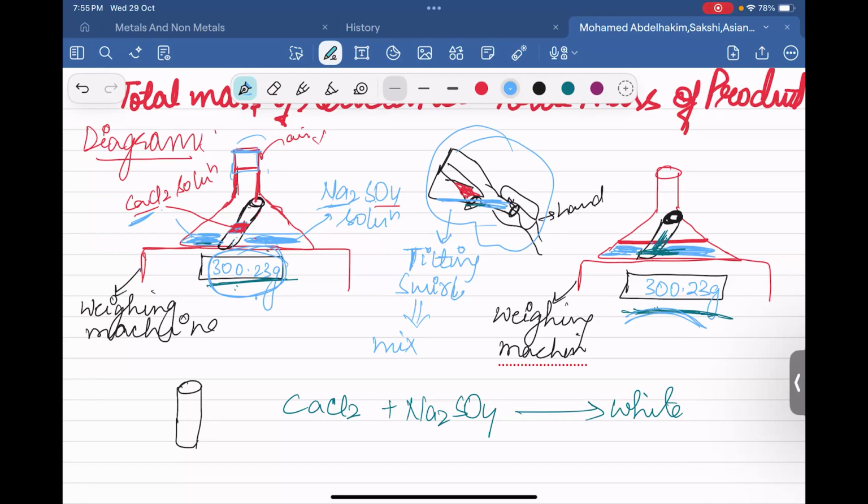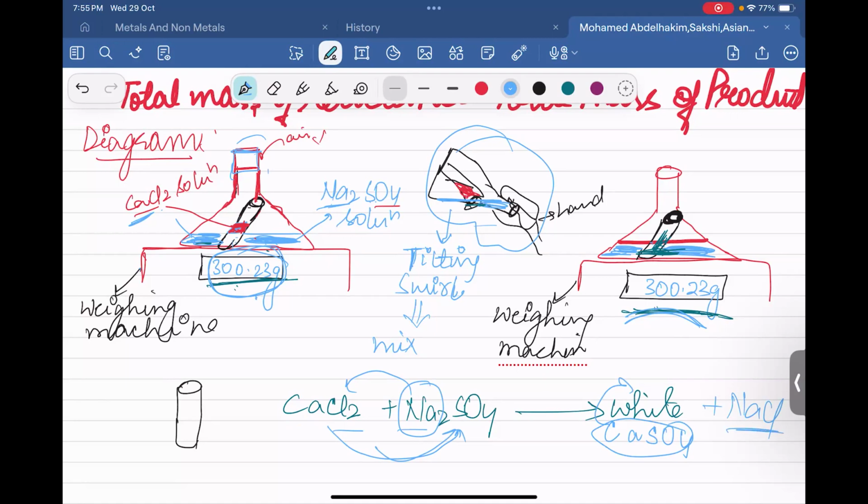Ma'am, what is that white color precipitate? The white precipitate is calcium sulfate. Calcium combines with sulfate, and NaCl comes out of the solution. After mixing, calcium sulfate is the product, which is white in color, and NaCl comes out of the solution.